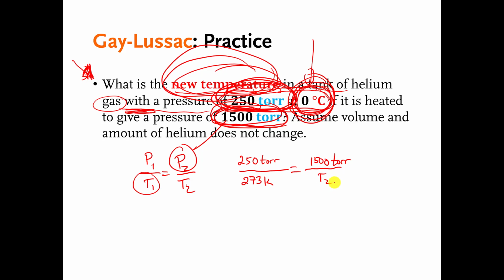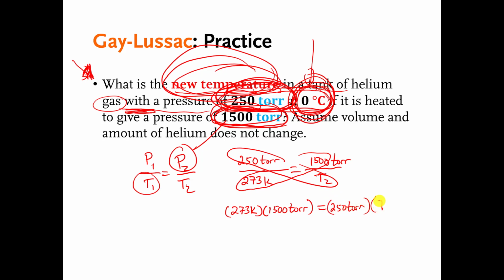And how do we solve for T2? The same way we do everything in this course. We're going to cross multiply and divide. We're going to do 273 Kelvin times 1500 torr is equal to the other part of the cross, which is 250 torr times T2. And we need to get the T2 alone, so we should divide the right side by 250 torr. We have to do the same thing to the left side, so we'll divide that side by 250 torr.